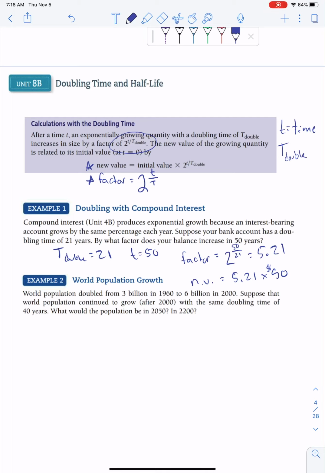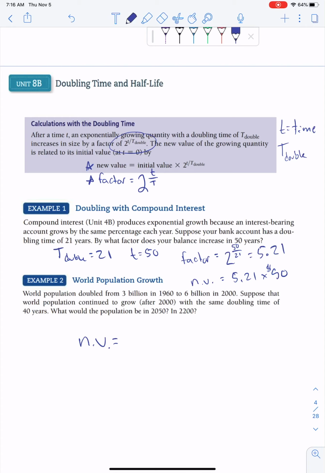All right, world population doubled from 3 billion in 1960 to 6 billion in 2000. Suppose that world population continues to grow after 2000 with the same doubling time of 40 years. What would the population be in 2050? So I'm looking for my new population, my new value.